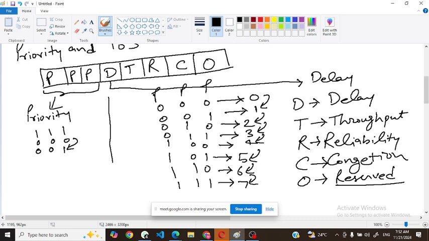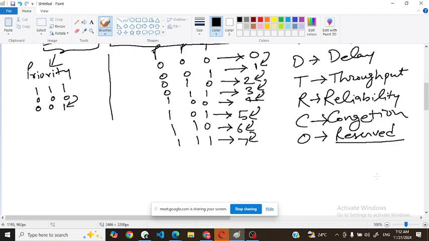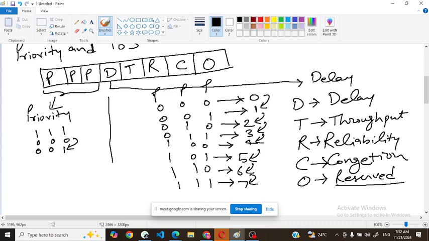Guys, please reply. Yes, sir. Okay. Sir, priority has how many bits? Like bytes or bits? Only 3 bits. Priority, only 3 bits. First 3 bits. Okay, sir.